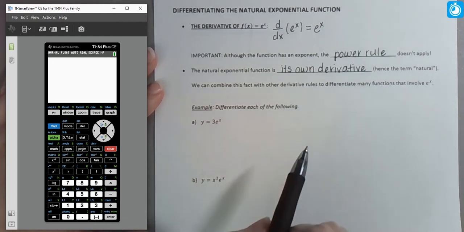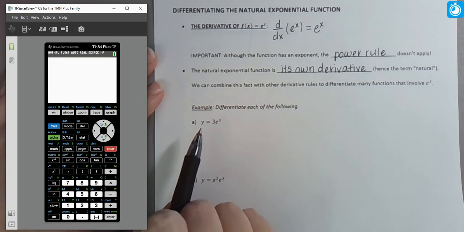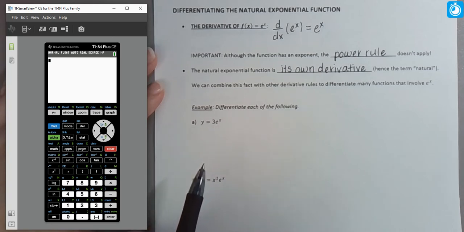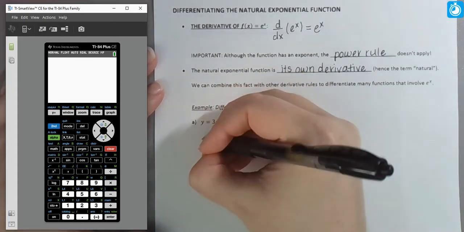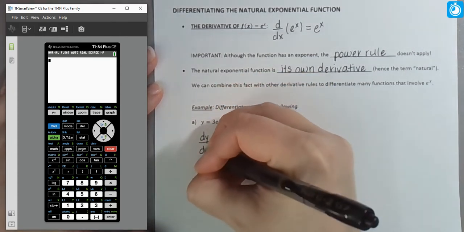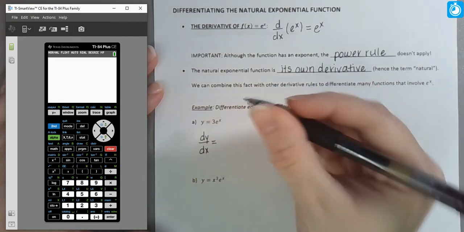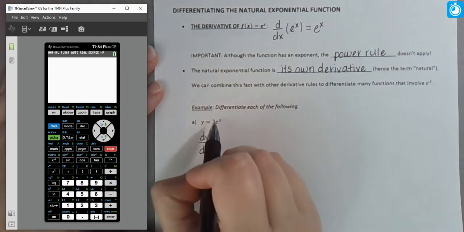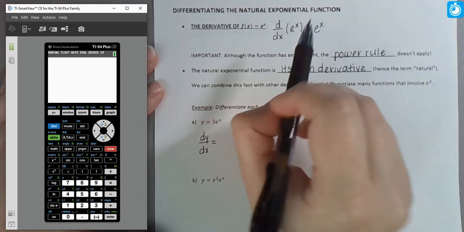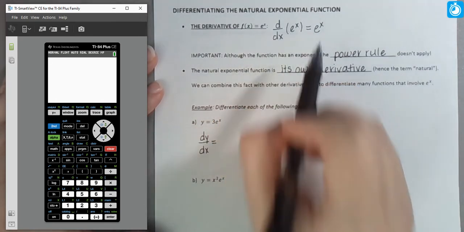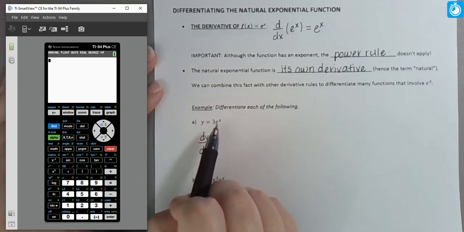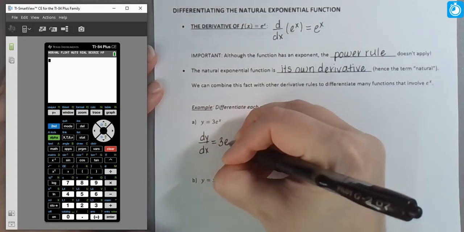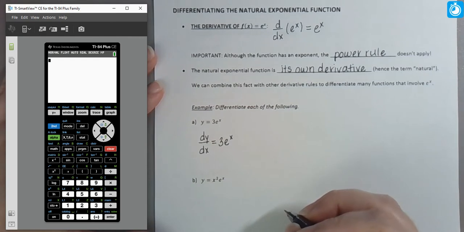So we want to differentiate each of the following. Our first function is y equals 3 times e to the x power. We want to calculate the derivative of y with respect to x. Now we know having a constant coefficient doesn't affect a derivative. Essentially, we can take the derivative of the actual function and then just multiply by the coefficient separately. So all we're differentiating here is the e to the x power, and we know if we differentiate e to the x power, it's its own derivative. So the derivative of this function is still going to be 3 times e to the x power.